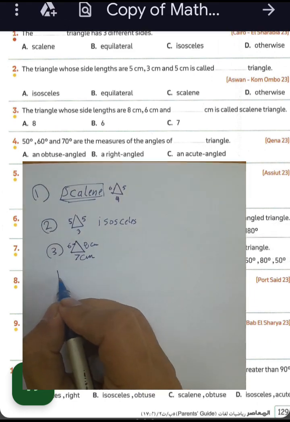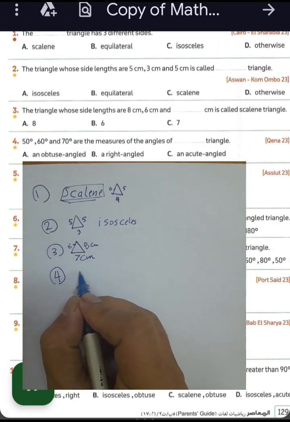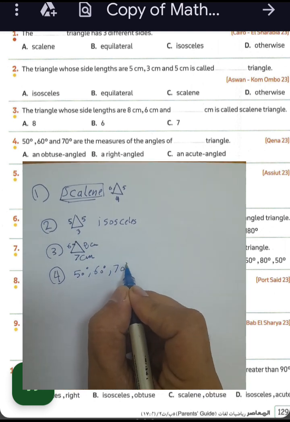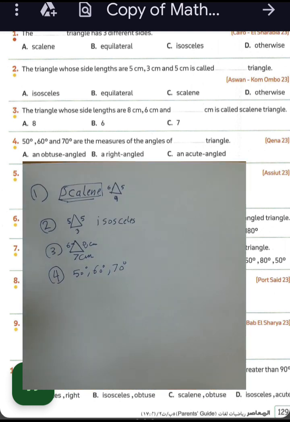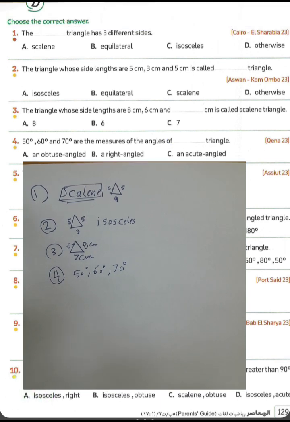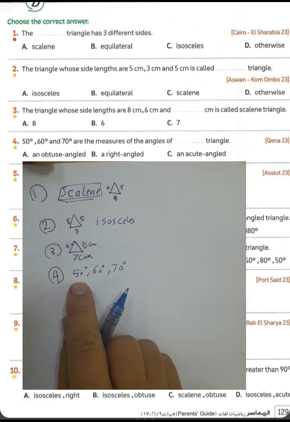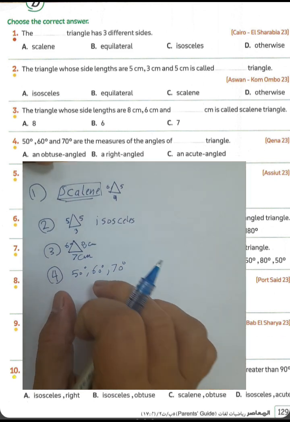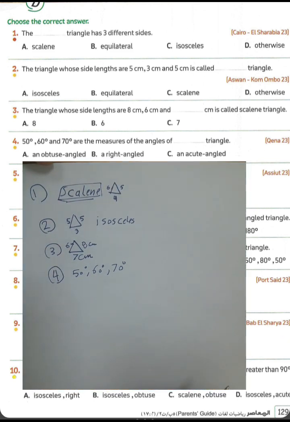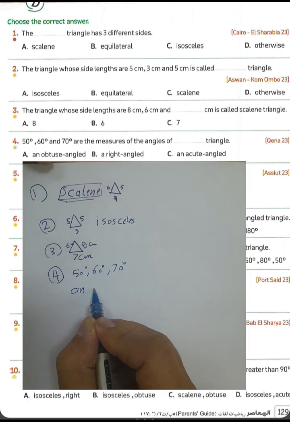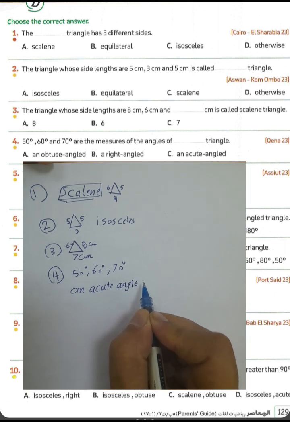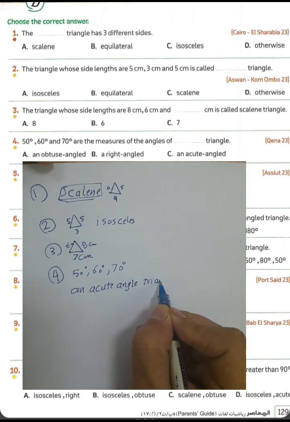Question number 4. 50 degrees, 60 degrees, 70 degrees are the measures of the angles here. 50 is less than 90 degrees, 60 is less than 90, 70 is less than 90. Then 50, 60 and 70 degrees tell us it is an acute angle triangle.